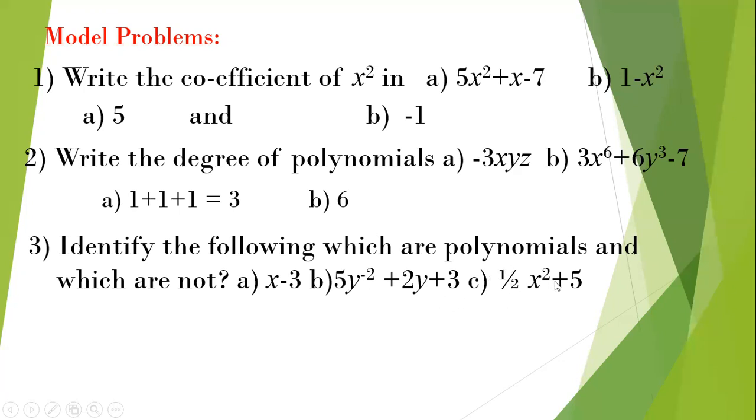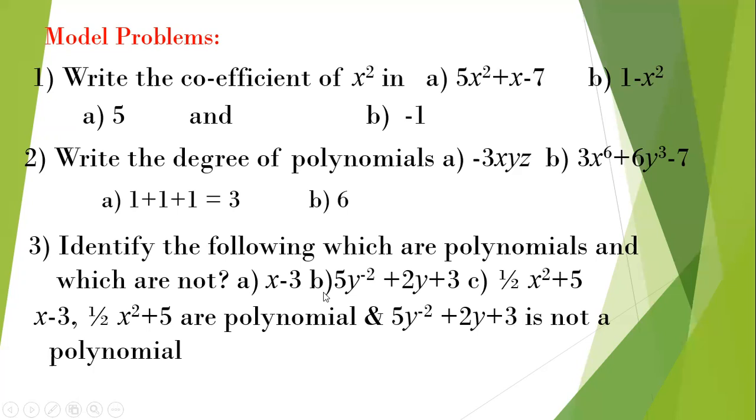And coming to 1 by 2 x square, 1 by 2 is written on the left side of this x square. That is why it is treated as a constant or coefficient. This is constant, this is coefficient. So 1 by 2 x square plus 5 is also a polynomial. So x minus 3 and 1 by 2 x square plus 5 are polynomials, and 5y power minus 2 plus 2y plus 3 is not a polynomial.